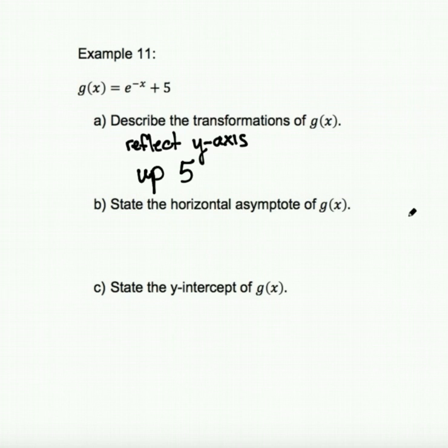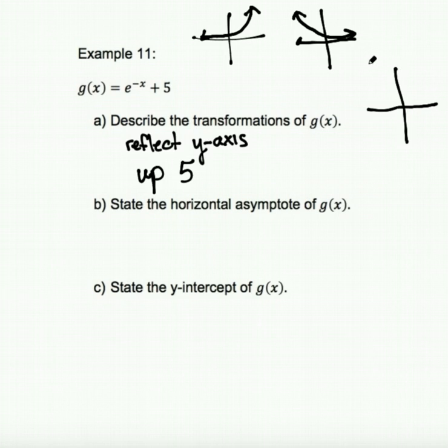All right, and again, to help us see what's going on, it's nice to make a little sketch. So first, we know originally e to the x looks something like this. If I reflect it across the y-axis, let's do that first, that now gives me a function that looks like this. I had exponential growth. By reflecting it across the y-axis, I now have an exponential decay. Then plus 5 is going to take that graph that I just drew and shift it up 5 units.